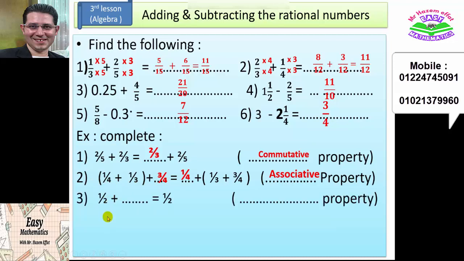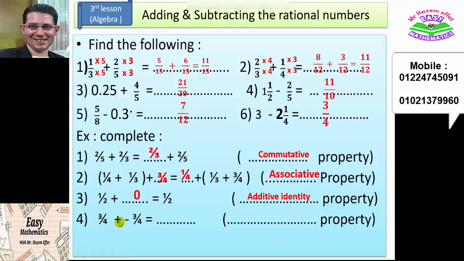In exercise number 3, we have here half plus space equal half. So it's so easy. What's the suitable number here? It will be 0. Yes, 0 here. And the rational number is called what? When we add any number to 0, it will be the same number. What's the name of this property? It will be additive identity.